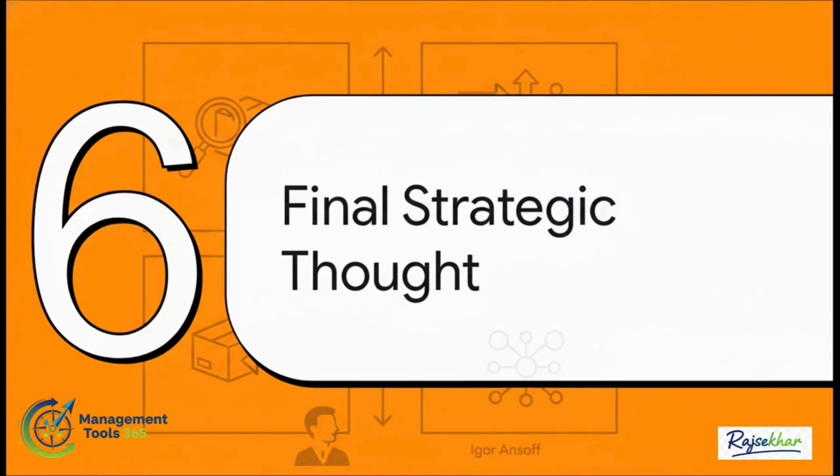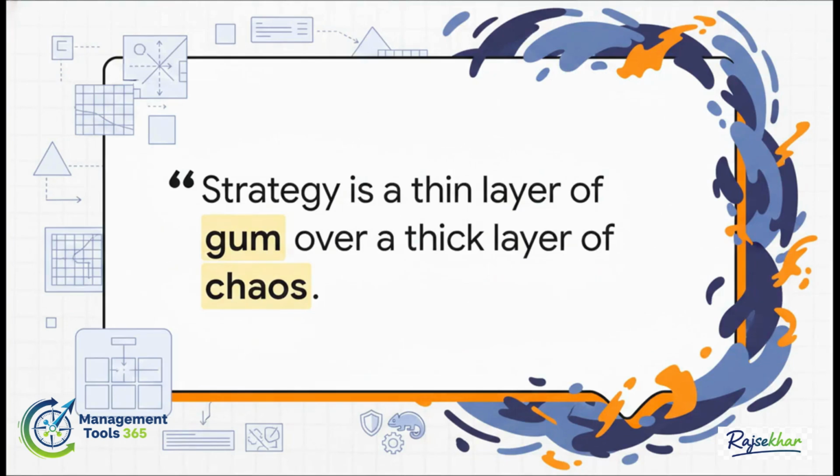So to bring this all home, let's end with a final thought from the man who created this whole framework, Igor Ansoff himself. He said, strategy is a thin layer of gum over a thick layer of chaos. And I just think that's perfect. The Ansoff Matrix, that's your thin layer of gum. It gives you structure, clarity, a plan.